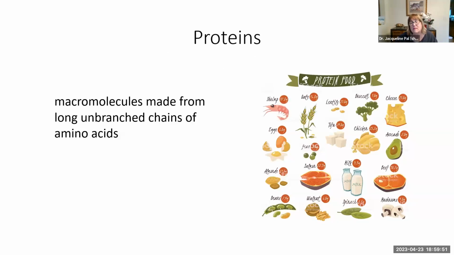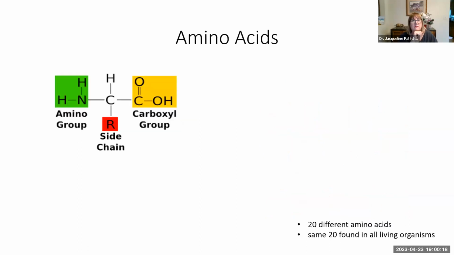Okay, let's move on to proteins. So what's a protein? It is a huge macromolecule with long, unbranched chains of amino acids. So remember, lipids are made out of glycerol and fatty acids. Carbohydrates are made out of sugars, and proteins are made out of amino acids.